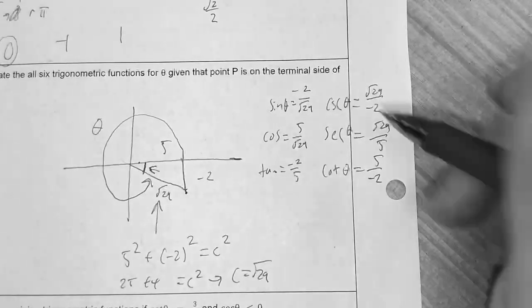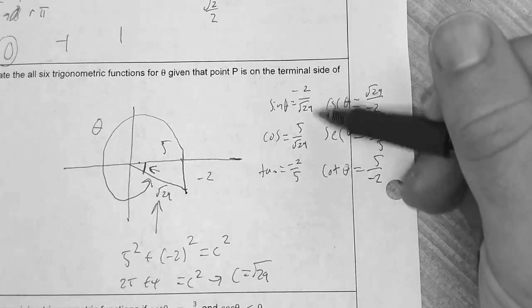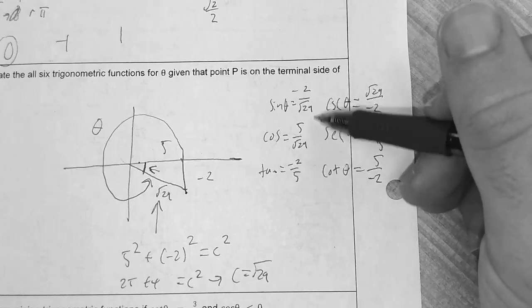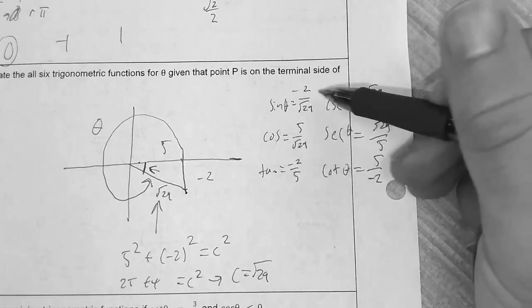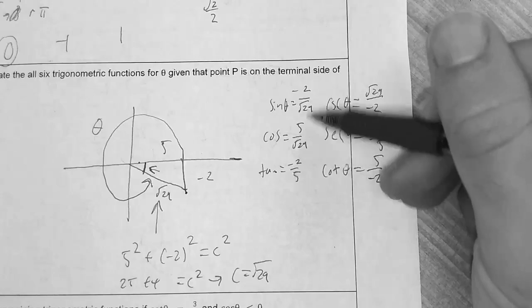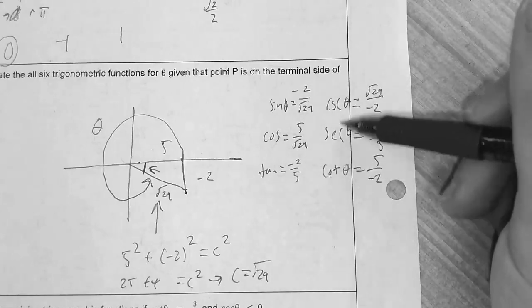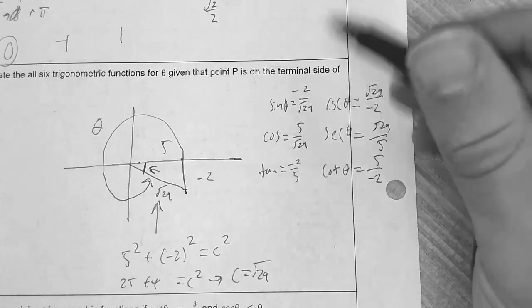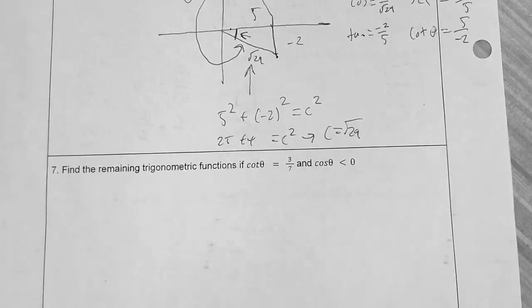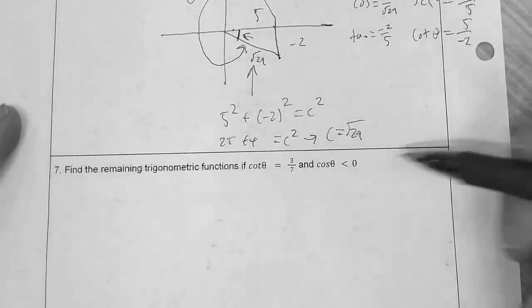All right, for this test, I will not take off points if you don't rationalize the bottom, but in the future, we will focus more on that, okay? So it's okay if you leave it in this form just now, but we'll focus on that in the future. 7, find the remaining trigonometric functions if cotangent equals 3 over 7, but cosine is negative.